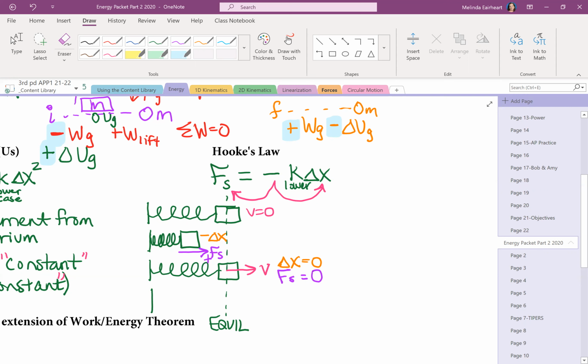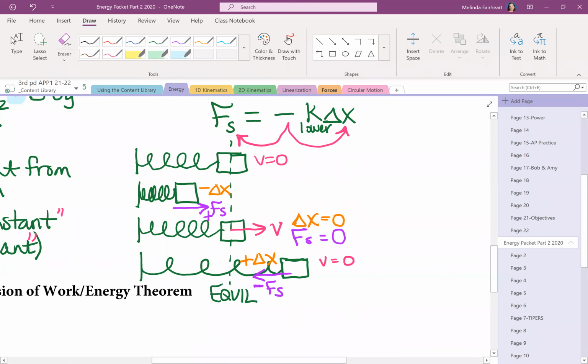Notice I'm on the right side of equilibrium. So what kind of displacement do I have? If you're on the right side, you now have positive displacement. And what about the spring? What direction would that spring force be on the box? It would be in the negative direction because it's trying to pull it back towards equilibrium. So that spring force is always trying to pull the object towards equilibrium.